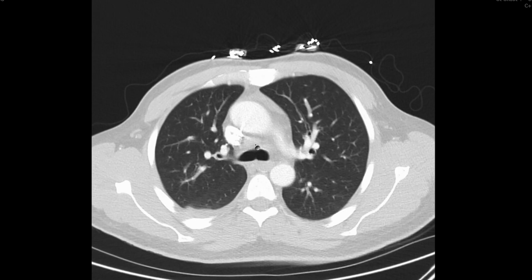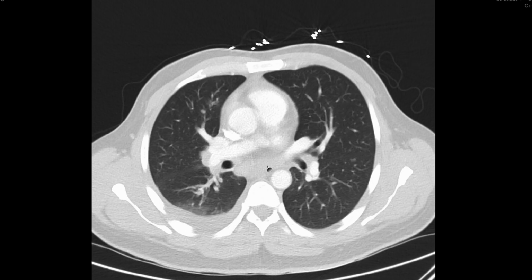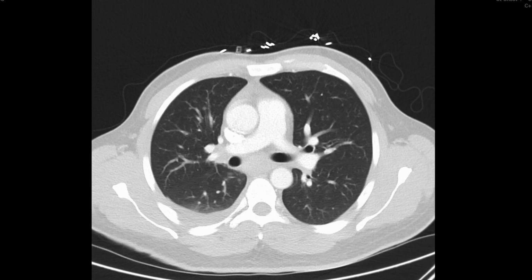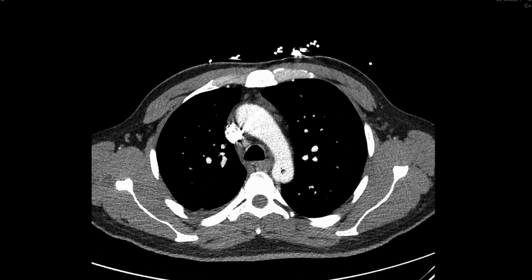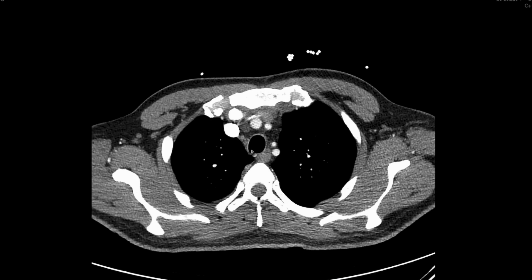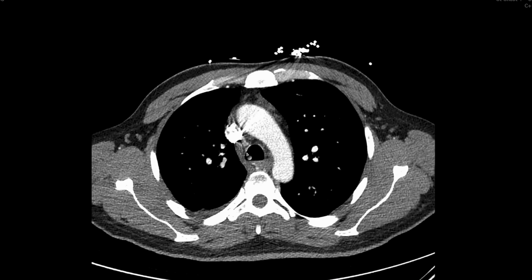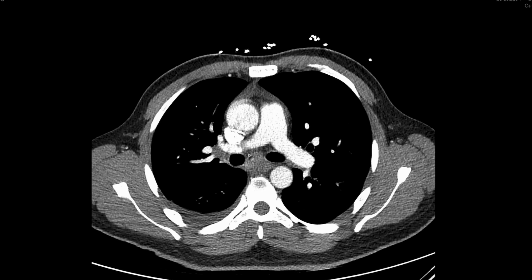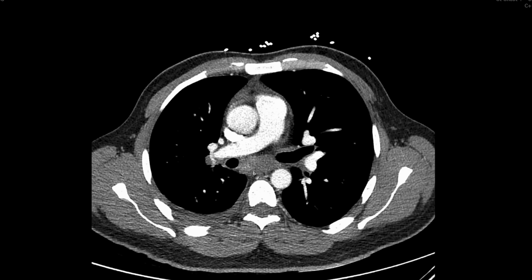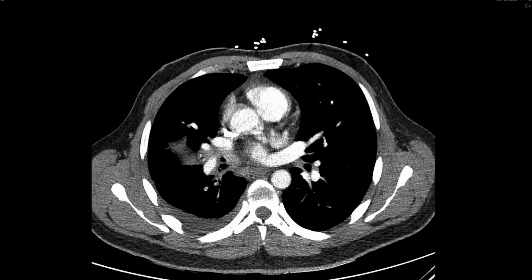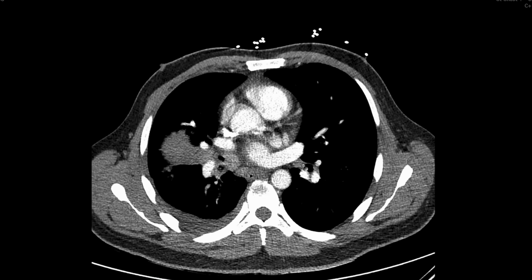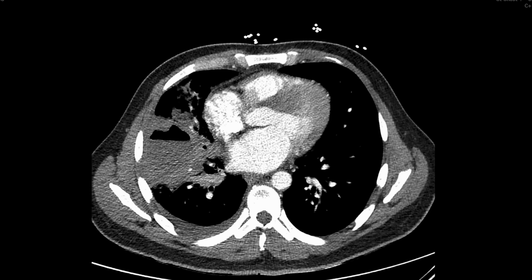There are some mediastinal lymph nodes. They are bulky, which we can further delineate on a mediastinal window. This is a subcarinal lymph node which is enlarged. There are also some bulky hilar lymph nodes on the right.